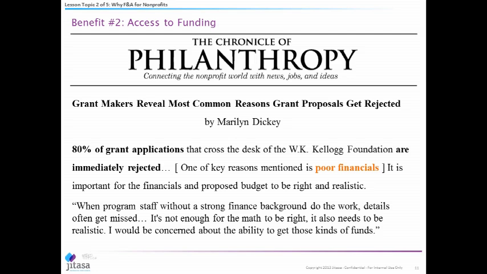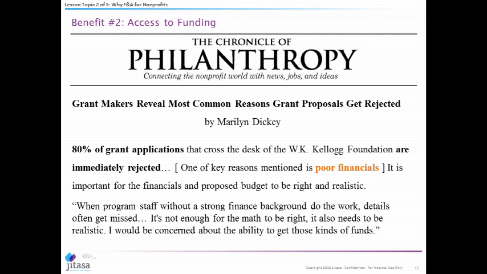The second benefit is just getting access to funding. The Chronicle of Philanthropy had an article titled "The Grant Makers Reveal the Most Common Reasons That Grant Proposals Get Rejected." They interviewed a lot of different foundation heads, and they found, for example, with the W.K. Kellogg Foundation, that 80% of all grant applications are immediately rejected.